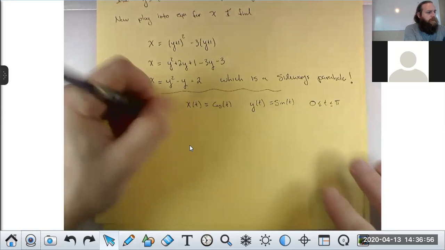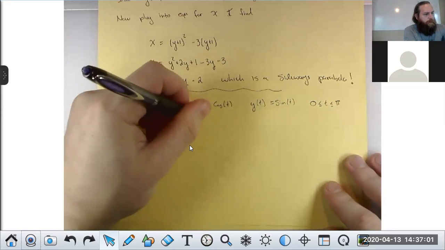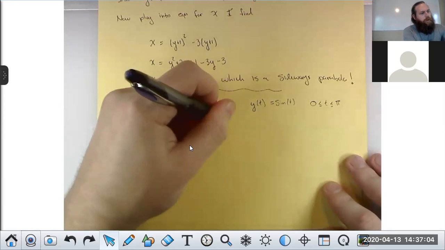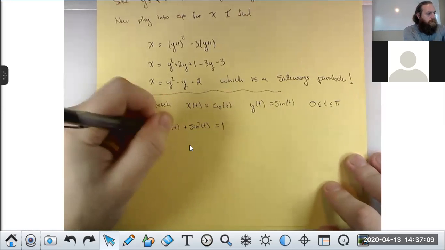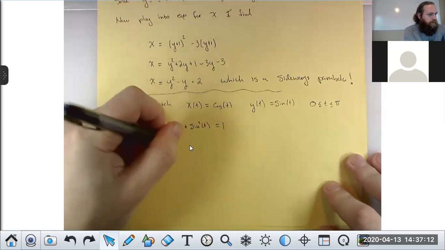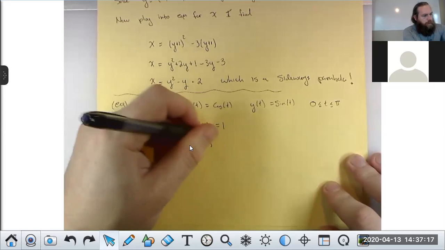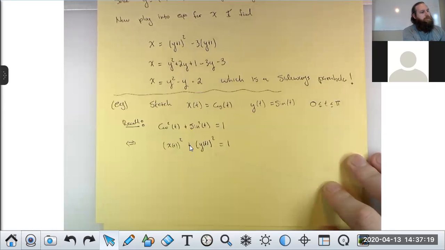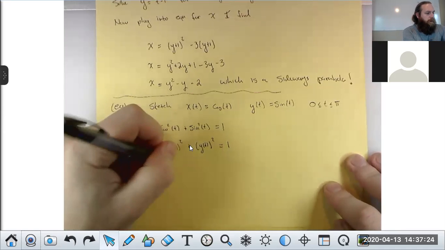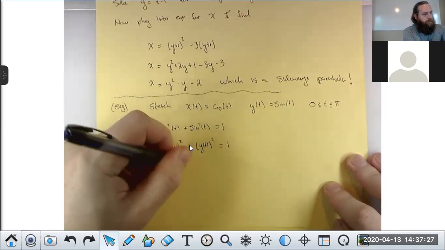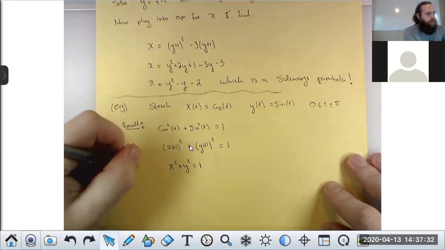But what I do know is that cos squared of t plus sine squared of t is always equal to 1. So here, that means cos squared, that's x of t all squared, plus y of t all squared equals 1, because x is cosine t, y is sine t. And then if I just drop the of t notation, I get x squared plus y squared equals 1, which is the usual Cartesian equation for the unit circle.